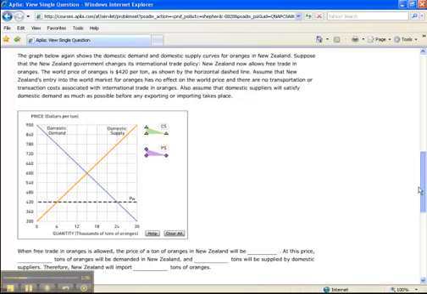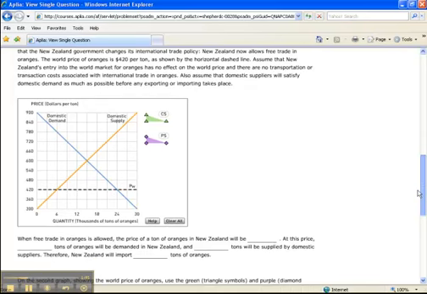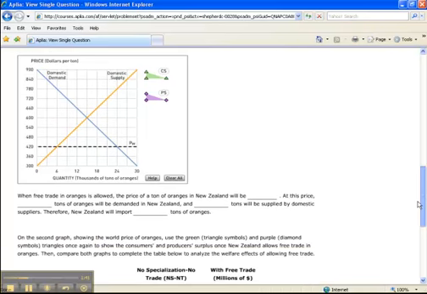Alright, then we go down, and the country of New Zealand now allows trade, and so the world trade price is now $420. So now if they go in and allow trade, New Zealand's price for oranges will now be $420, what the world price is. Now at this price of $420, the quantity demanded is going to be 24,000. And if we follow this across, the quantity supplied is going to be 6,000.